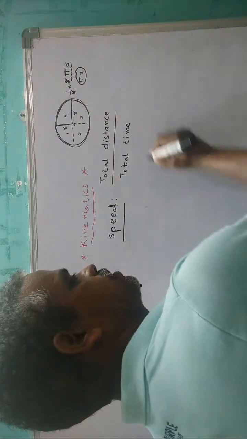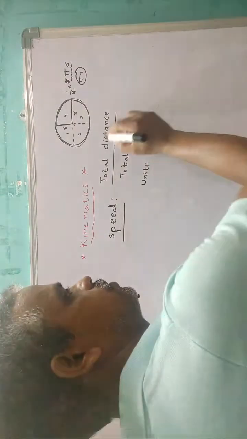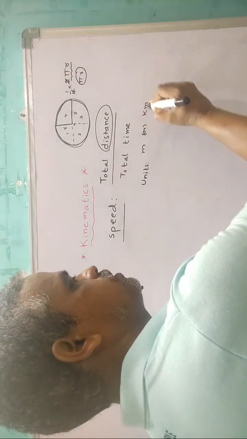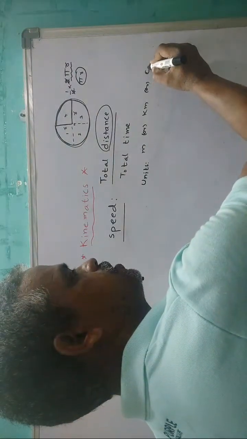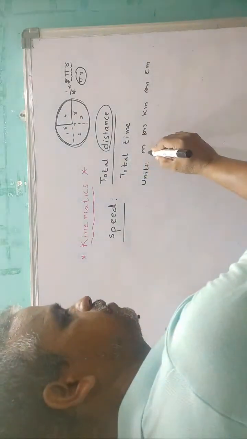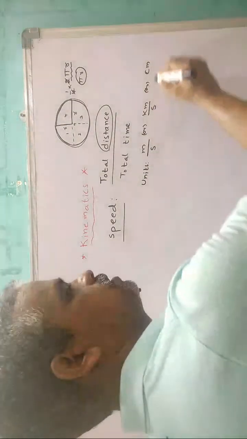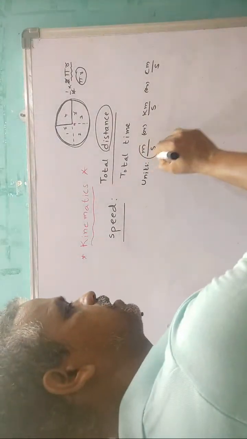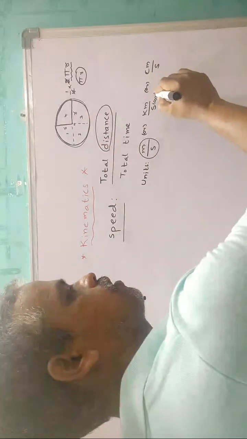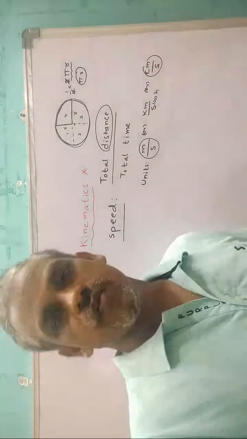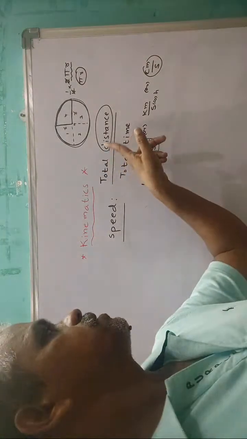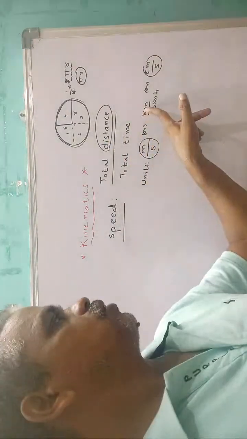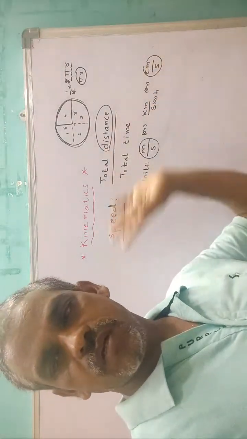So what are the units for this one? Distance we can measure in meter or kilometer or centimeter, like that. Time we can measure in seconds, otherwise we can measure in hours also. So the units are meter per second, kilometer per second or kilometer per hour, centimeter per second. This is the unit for speed. The formula is total distance by total time.